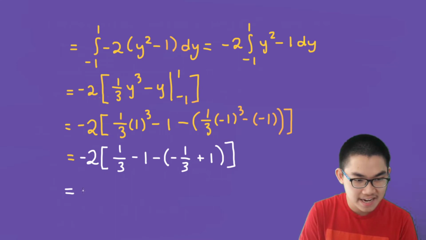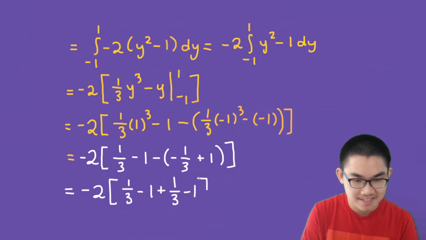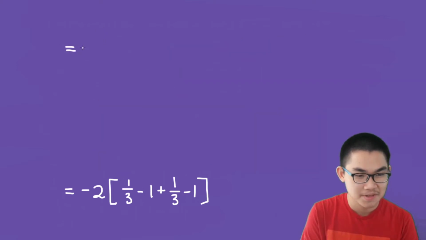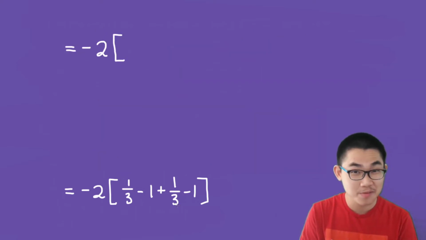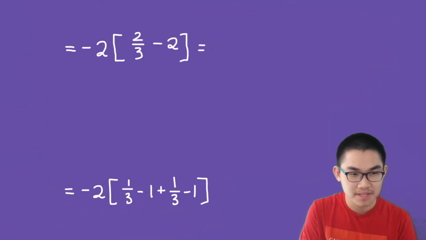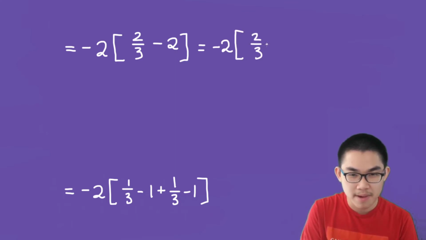We're going to get negative 2 times 1/3 minus 1 plus 1/3 minus 1. And so we are almost done. Negative 2 times 1/3 plus 1/3, that's going to be 2/3. Negative 1 minus 1 is going to be negative 2, so like this. That will simply be negative 2 times 2/3 minus 6/3.